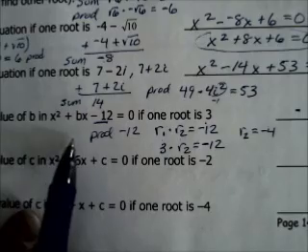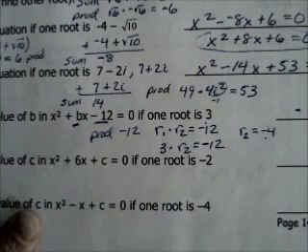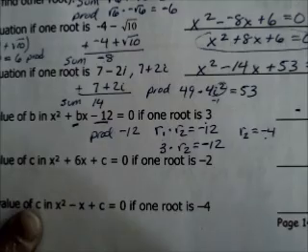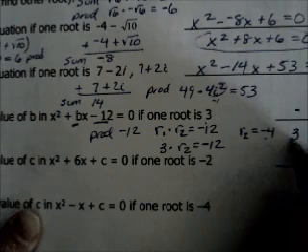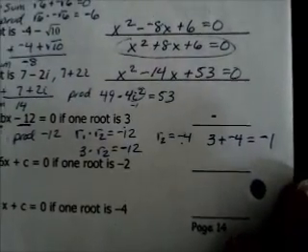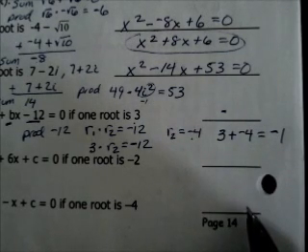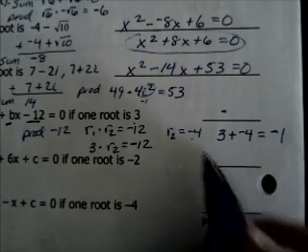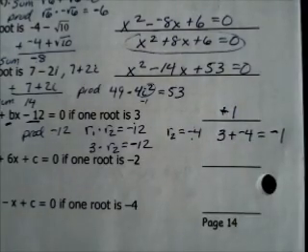Oh, sorry, didn't answer the question yet. Our second root is negative 4, and b represents the sum. Right? So what is the sum of 3 plus negative 4? It is negative 1. I'm going off the paper. Here we go. All right. And b represents the opposite of negative 1, which would be positive 1. So b is 1.